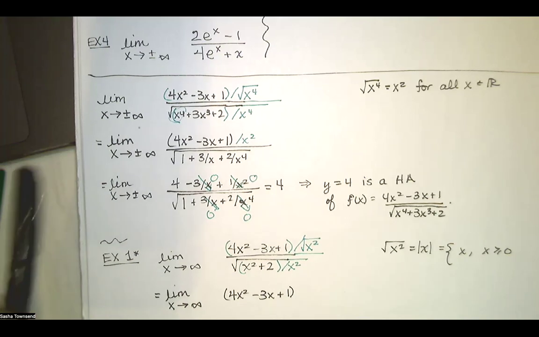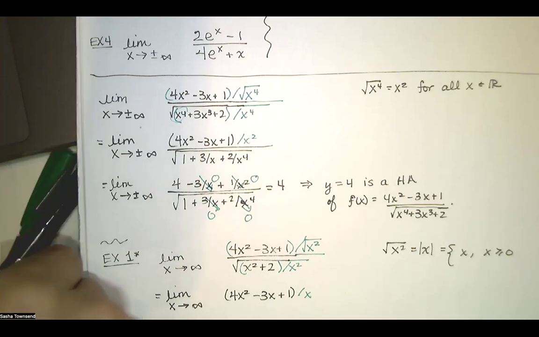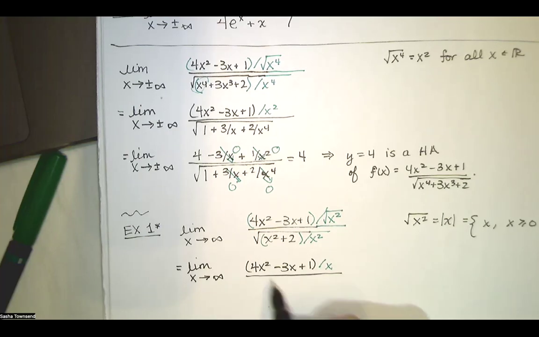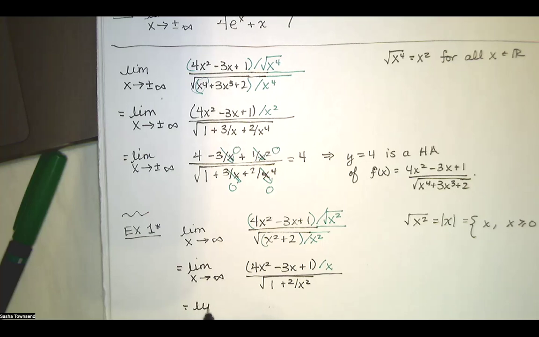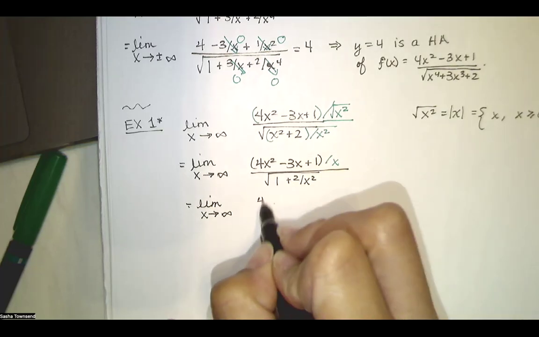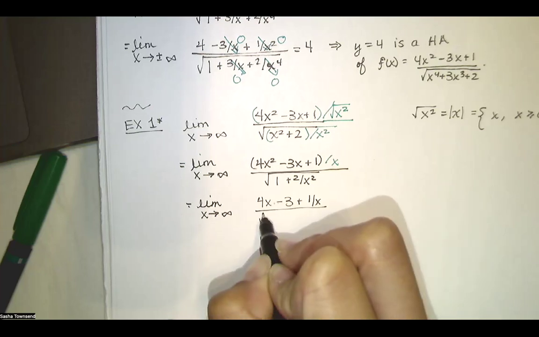But in the numerator this time we're dividing, that's the same as just dividing by x. It's the absolute value of x in general, but x in this case. x squared divided by x squared under the radical is 1. And then we've got that down there. And then if I divide each term in the numerator by x, I get 4x minus 3 plus 1 over x, all divided by this expression here.